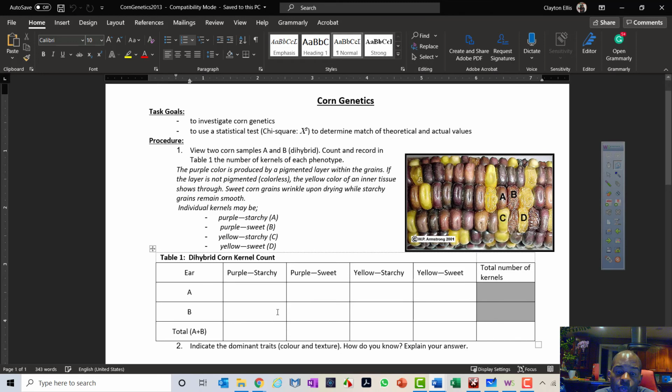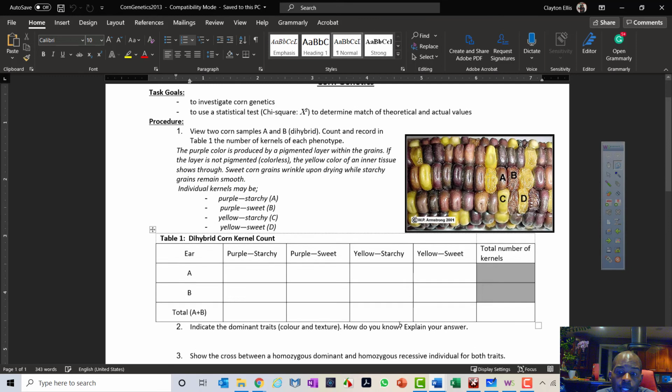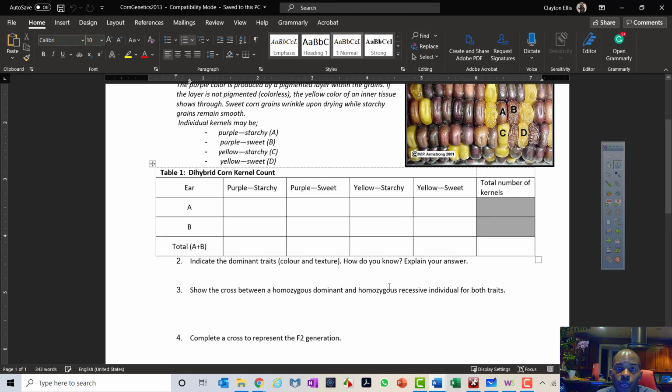So you're going to count 2 different corns, and you're going to count how many purple starchy, how many purple sweet, how many yellow starchy, how many yellow sweet. Okay, you're going to do that for A, and you're going to do that for B. You're going to total it up. And you want to have 2 corns so there's less counting error. The larger the sampling size, the less likely you're going to have little tiny errors.